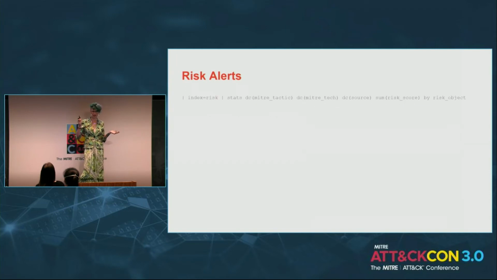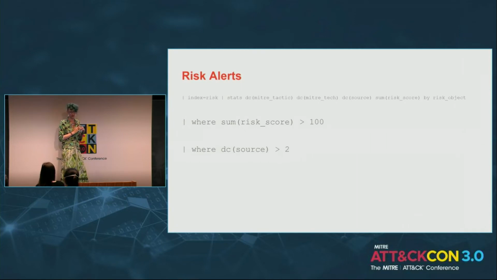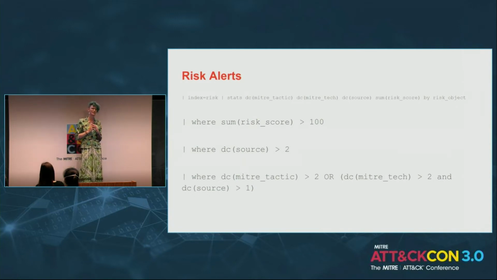So we've got the risk score over 100 for the 24 hours. We've got the distinct number of sources above 2. We've got the distinct count of MITRE tactics above 2, or distinct number of MITRE techniques, as well as distinct source types above 1, just because if an attacker is stuck in one part of the chain, you could still detect them because you're seeing things from multiple source types firing in that area.